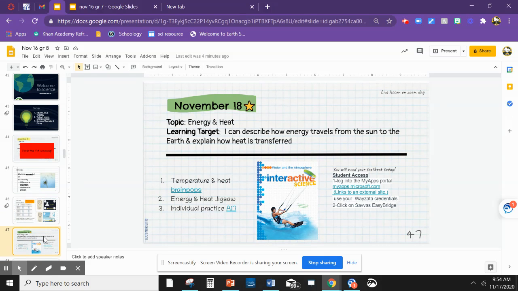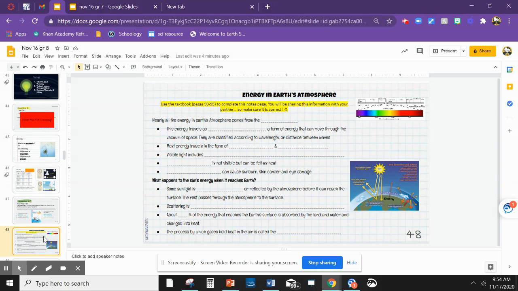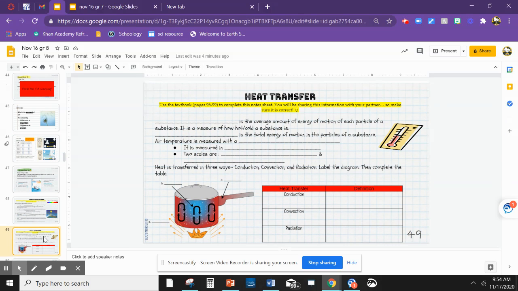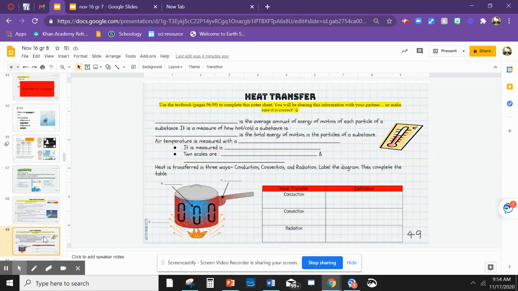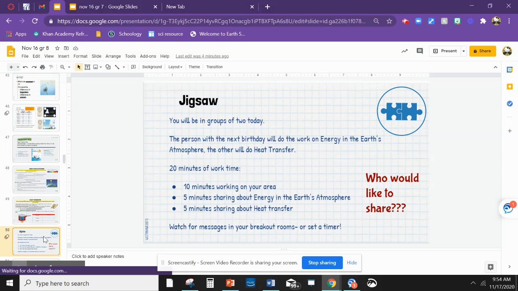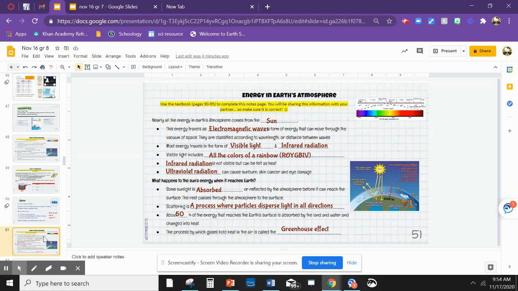We're going to do a little jigsaw on Wednesday where kids will be assigned either energy or heat to learn about, and then they will be in groups of 2 and they'll share with one another. If you are watching this on Zoom, please pause the video and complete the information using your online textbook for both temperature and heat: energy in Earth's atmosphere, and then heat transfer. The pages are noted and it should be linked for you in your EasyBridge. If you're watching now, you have completed these independently, and we will go over the answers.